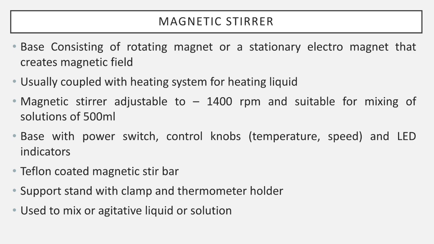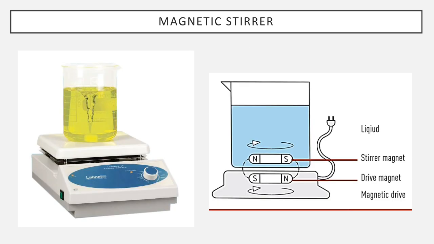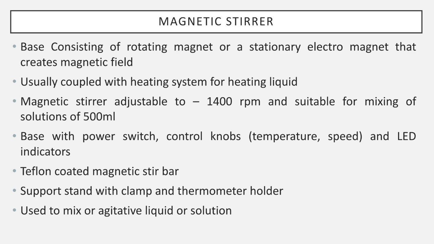Another one is the magnetic stirrer. Here you can see the magnetic stirrer components. This is the base, which contains the drive magnet, and this is the stirrer magnet. This one is the liquid we use to mix. The base consists of a rotating magnet or stationary electromagnet that creates the magnetic field, usually coupled with a heating system for heating the liquid.